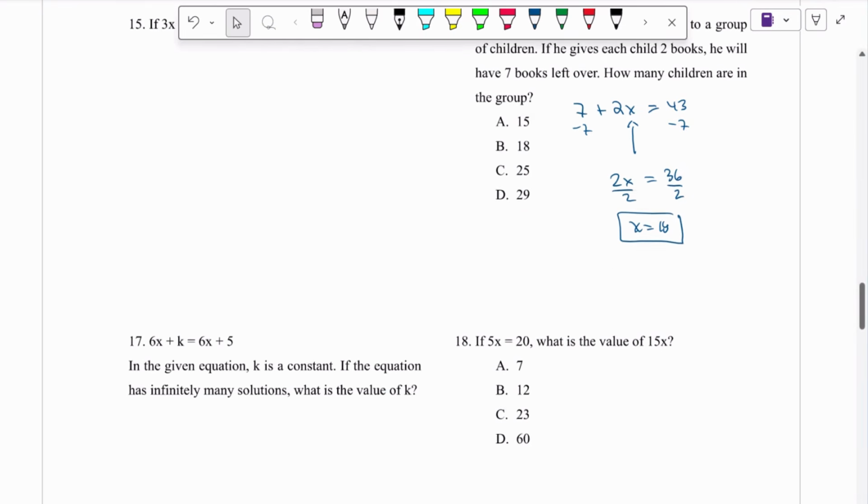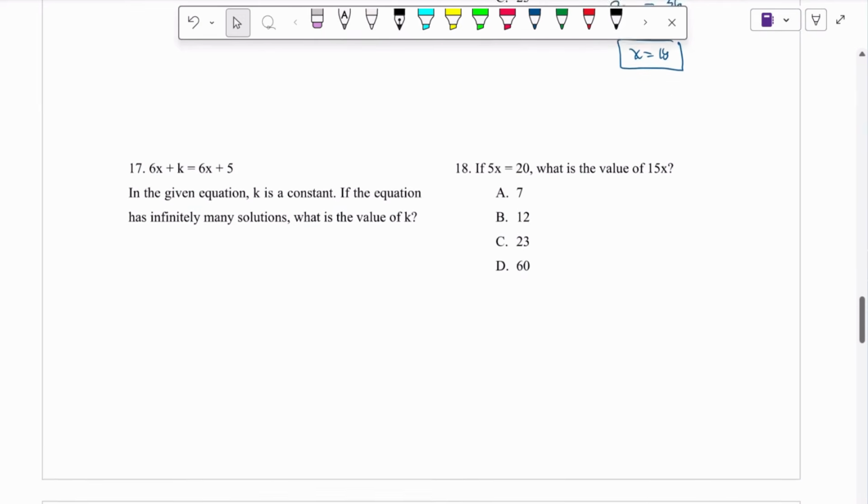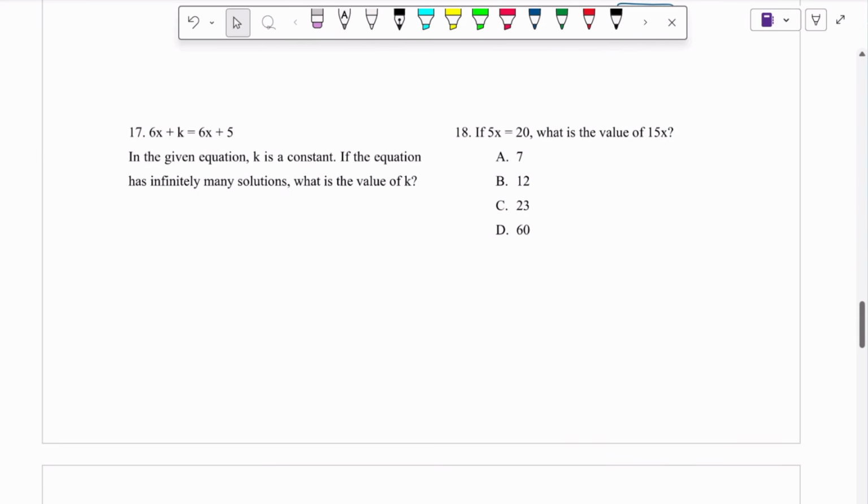Moving on to problem 18. If 5x is equal to 20, what is the value of 15x? Very similar to problem 14 we did above. Take a look. I have 5x equals 20. I can divide by 5 and I get x equals 4. Again, I don't see that answer choice, but it says what is the value of 15x? Well, I found x to be 4. I plug it in there. 15 times 4 is going to give me 60. Answer choice D.